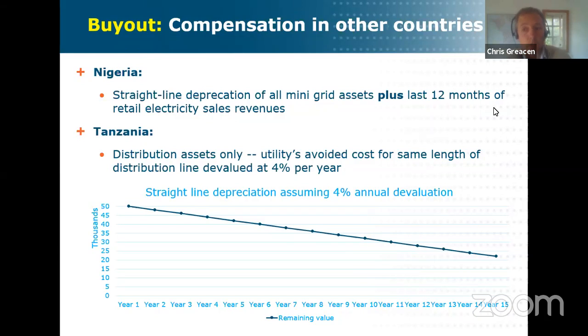I should note that as far as I know, even though these regulations are on the books, the actual compensation buyout hasn't yet happened. So these are fairly new regulations and have yet to be tested in the sense of actually getting utilities to make the buyout as the regulations prescribe.